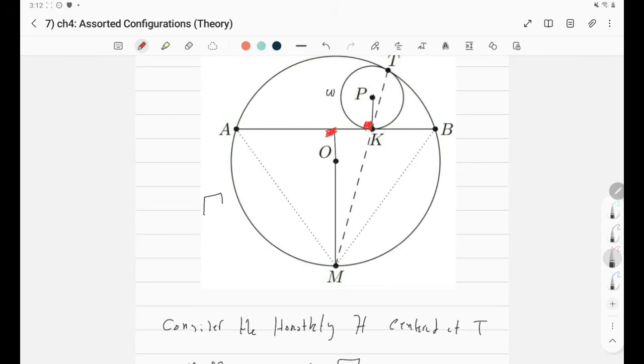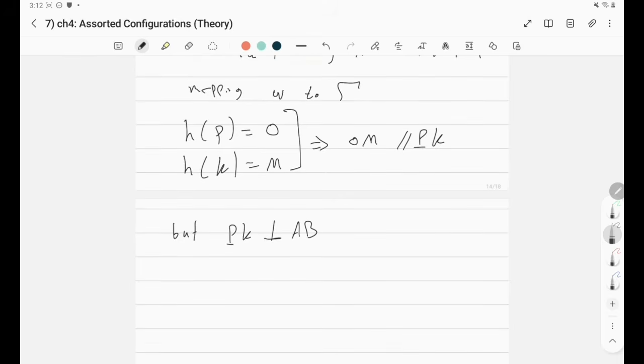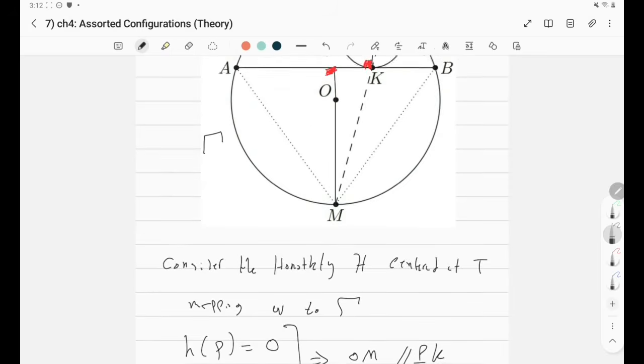And you already know that if you take O and drop a perpendicular to any chord, then it's going to be bisecting it. And hence M lies on the perpendicular bisector, and hence M is the midpoint of the arc. So that's it. We get OM is perpendicular to AB, which finishes the proof. So we got that M is the midpoint of the arc.